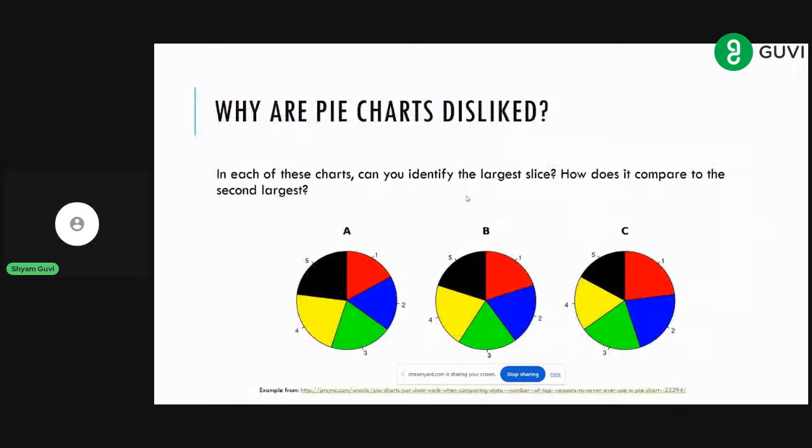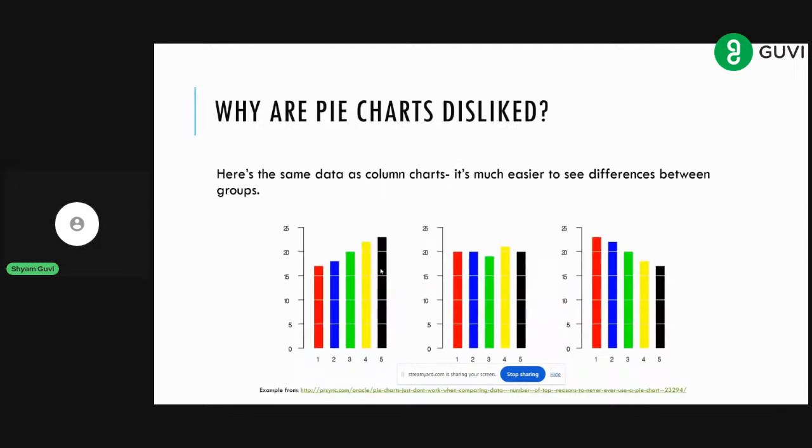In certain scenarios, pie charts are disliked because, guys, understand, pie charts will only make sense if you have a good enough difference across different categories, isn't it? In this, even though one and two, I can't say which one is higher, right? Or two or three, what is the difference? So basically, if you have categories which are quite different from each other, then pie charts make a lot of sense. If not, then make a simple bar chart like this, isn't it?